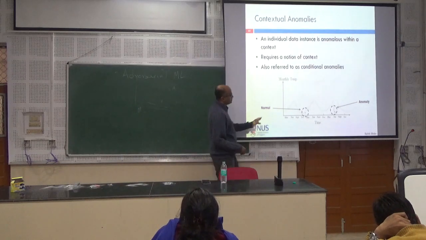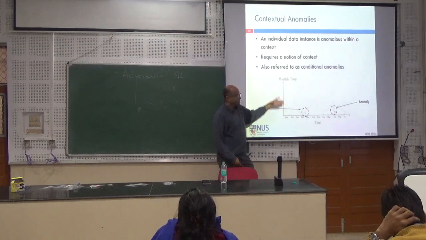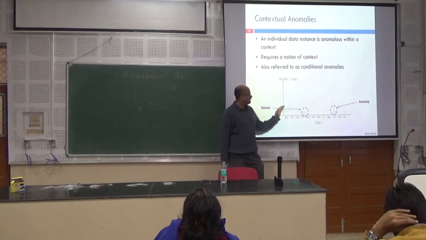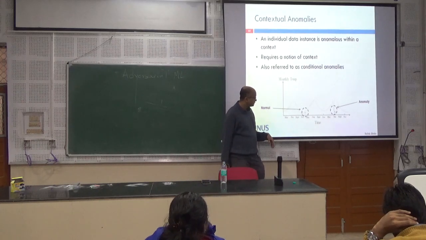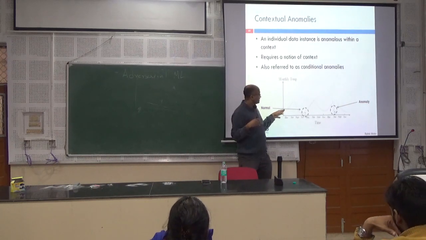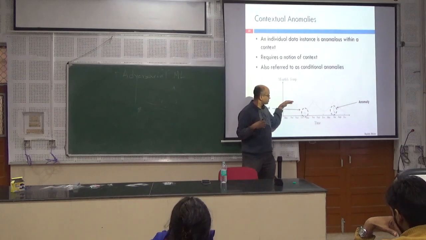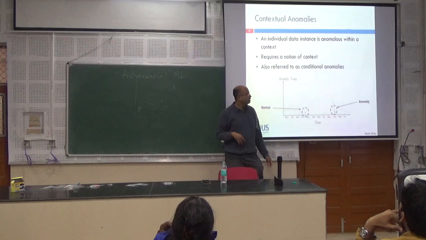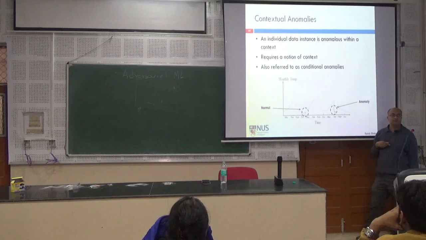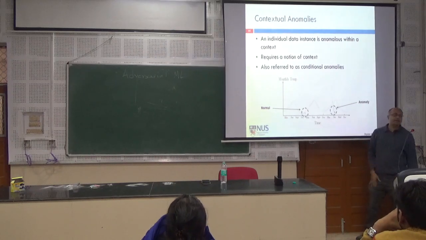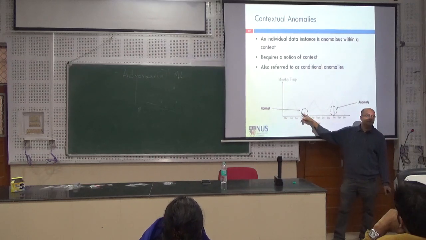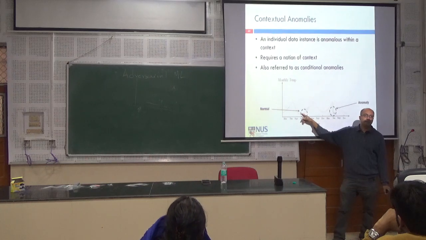So let's look at this data here, which shows the temperature for different months. And the data goes like this. I guess this is something in the northern hemisphere. So during the summer months, the thing goes up, and in the winter it goes down. Now there is this data point here. I say that this is an anomaly. But there is another data point here with the same value. That's not an anomaly. Right?